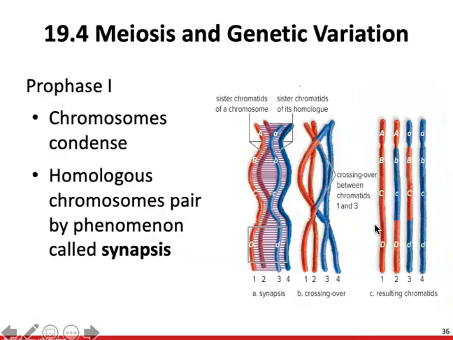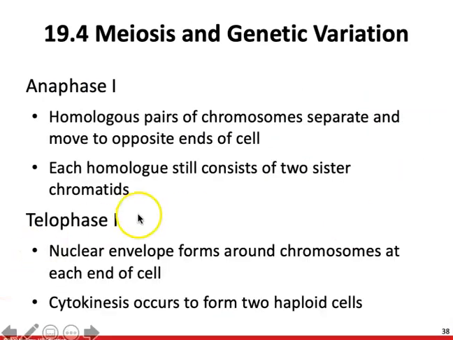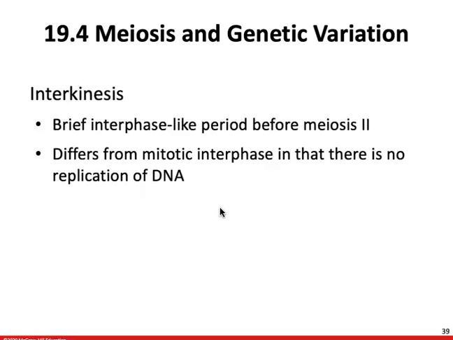And then in telophase, a nuclear envelope is going to form around those chromosomes at the end of each cell, and cytokinesis is going to occur, and we're going to end up with 2 haploid cells. And boom, we have completed meiosis 1. Now, we're not quite done yet, because although we have separated the homologous pairs, we still need to separate the sister chromatids. So we're going to undergo a very brief interkinesis.